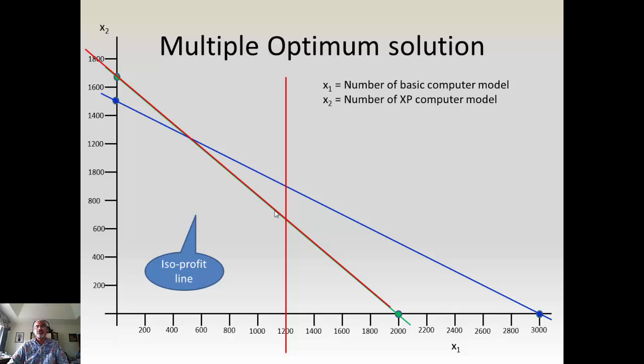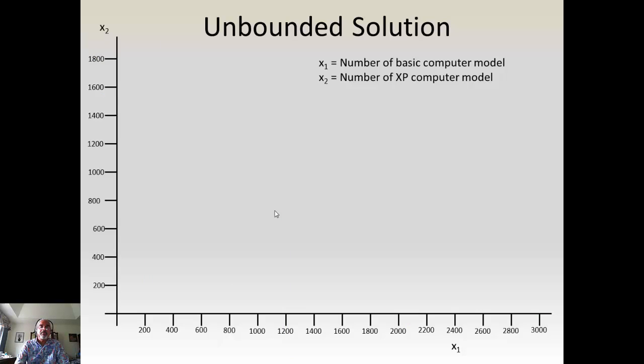When you do this in Solver it will only give you one solution. You wouldn't know whether we have a multiple optimum solution or not. But in graphical representation, you can see what the multiple optimum solution means.